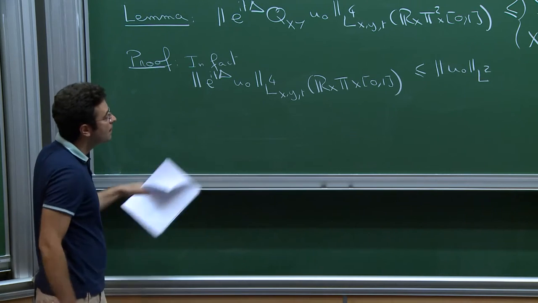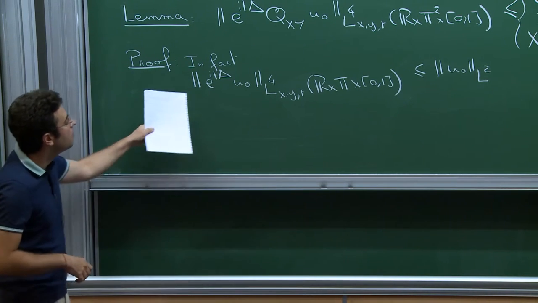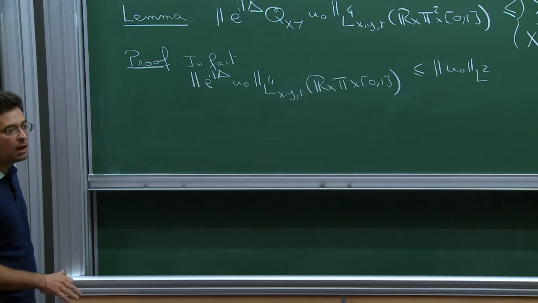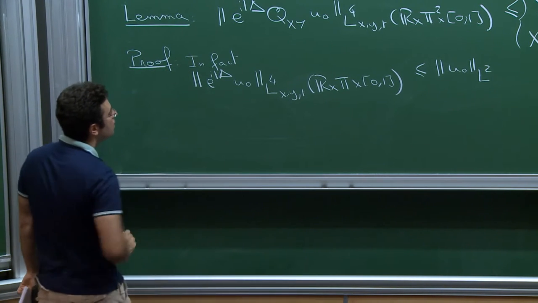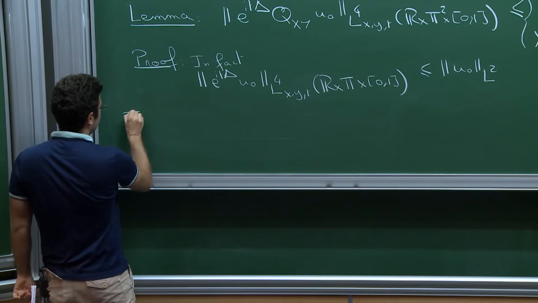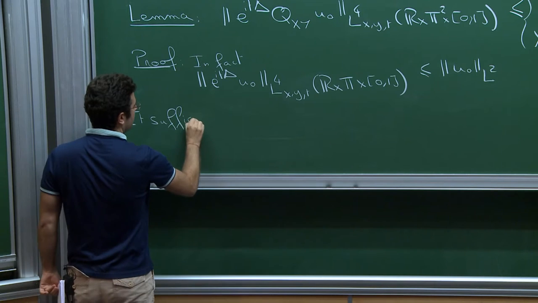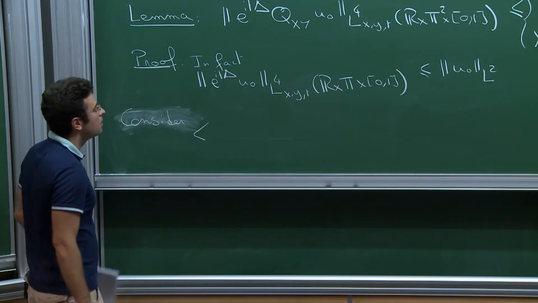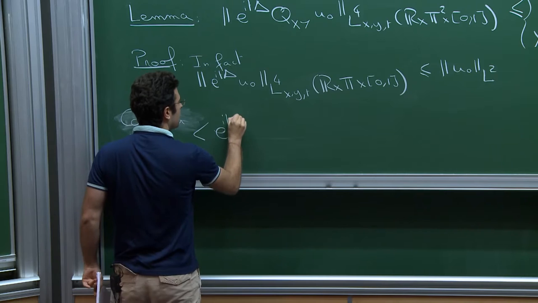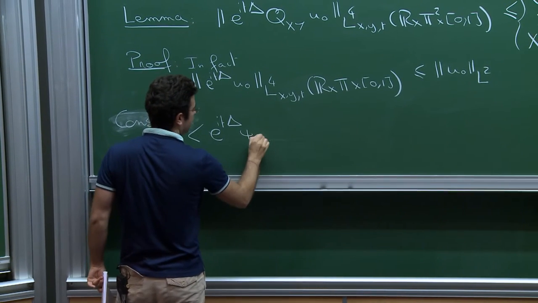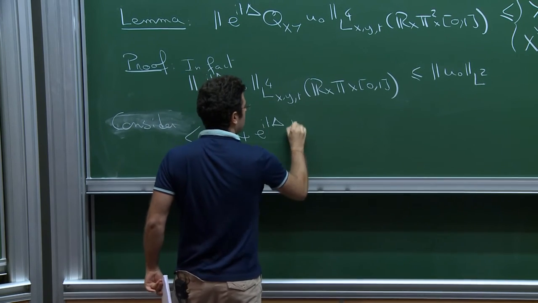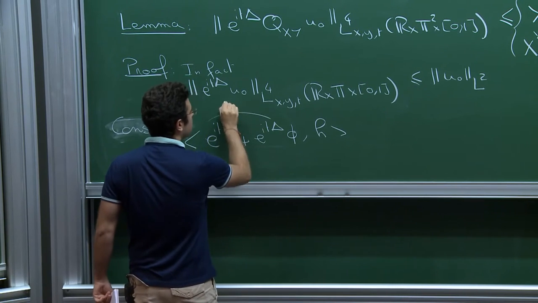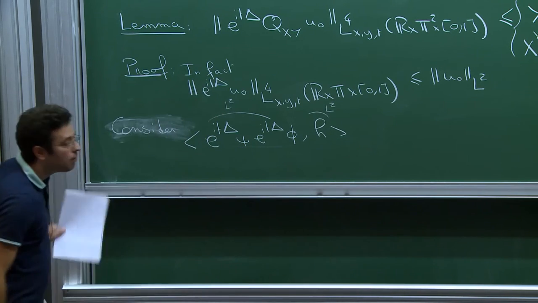And what we're going to use is the fact that the L4 norm is just the L2 norm of the square. So now let's look not exactly at the square, but at the product of two free evolutions. We'll see why this is good later. So it suffices to consider the product of two solutions, let me call them psi and phi, and then estimate it by duality by multiplying by some function in L2. Now let's compute that.